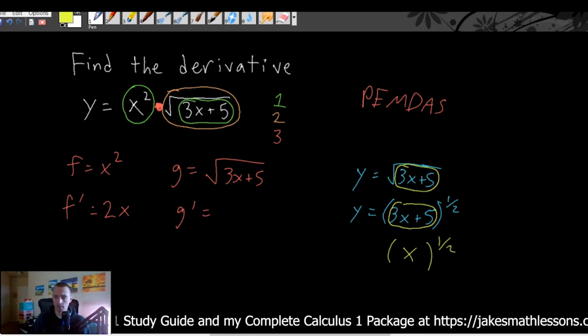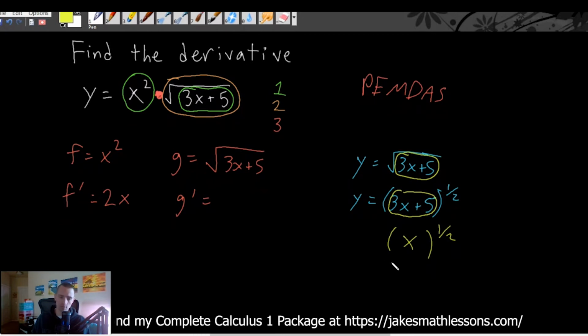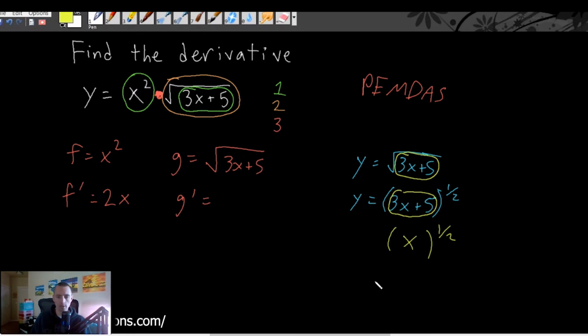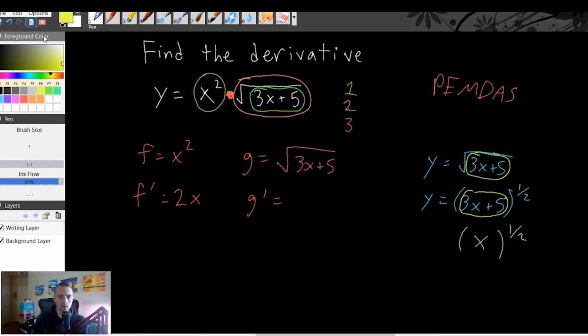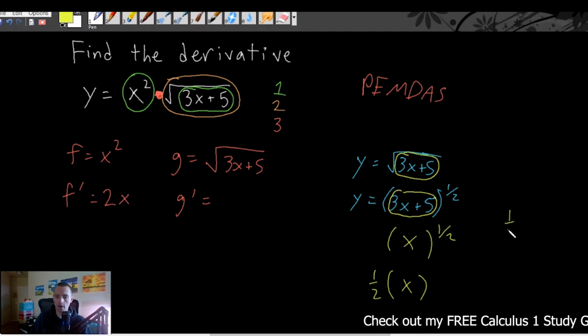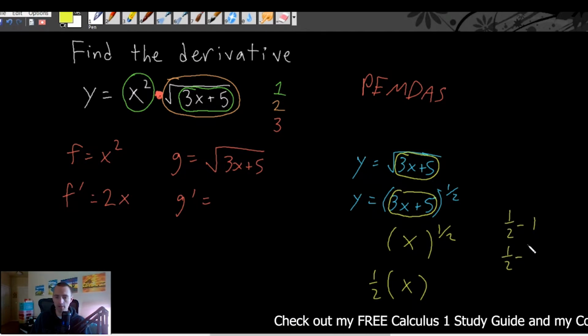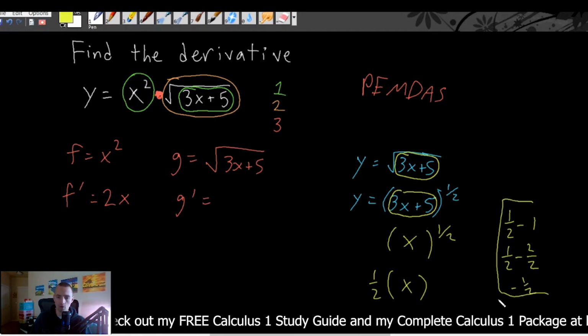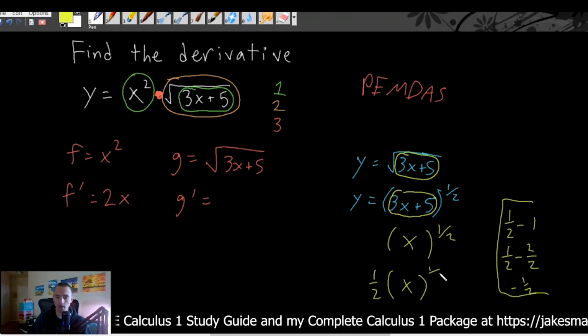Because what chain rule says is we are going to take the derivative of the outside function, leave the inside function alone, and then multiply that by the derivative of the inside function. Well, if we've figured out our outside function is just x to the 1/2, we can then just take the derivative of that outside function. So taking the derivative of just x to the 1/2, we're just going to use power rule. We're going to bring the 1/2 down in front, leave our x as x, and then lower the power by 1. 1/2 minus 1 is the same as 1/2 minus 2/2, which is the same as negative 1/2. So lowering our power by 1 just brings us to negative 1/2.